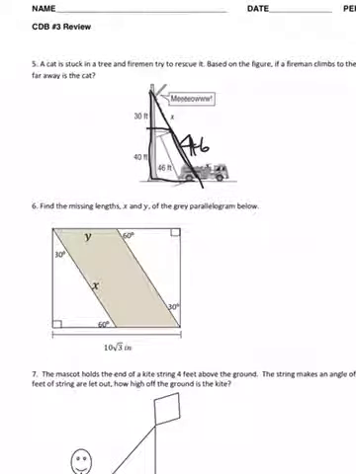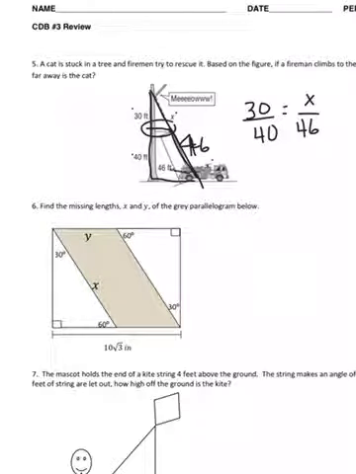So very similar to the problem on the front page, we can set this up as 30 over 40 equals X over 46. Okay, and the reason we can do these pieces is we're not involving the lengths here or here. Otherwise, we'd have to do them as two triangles.